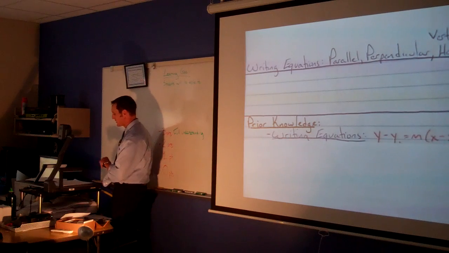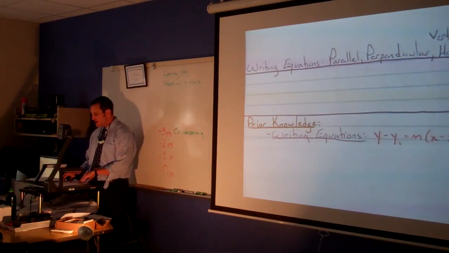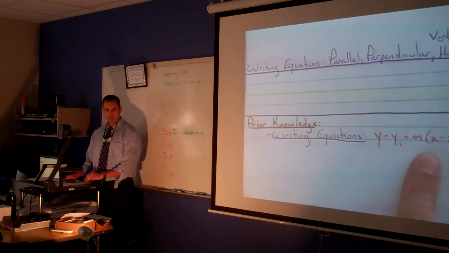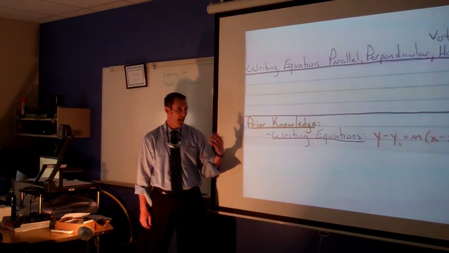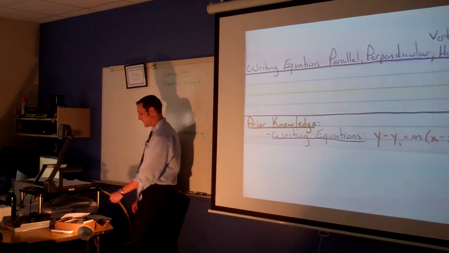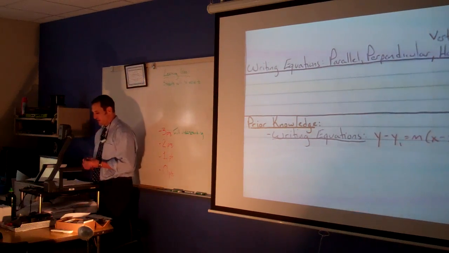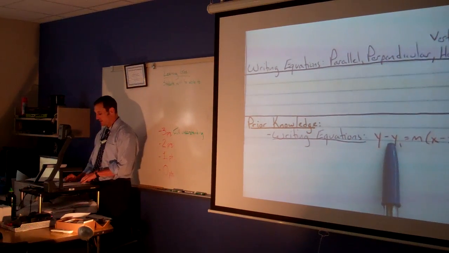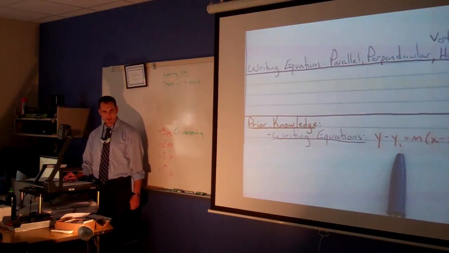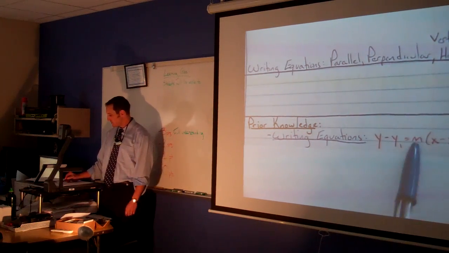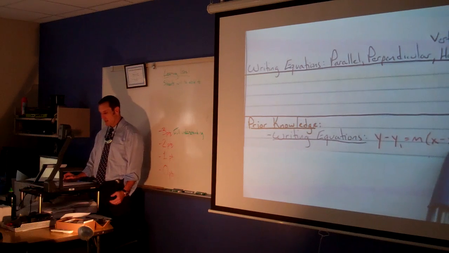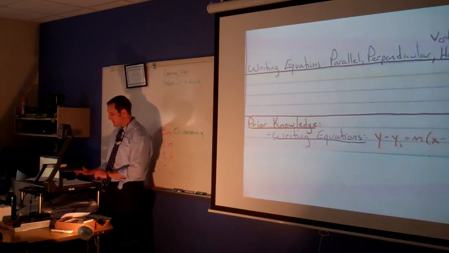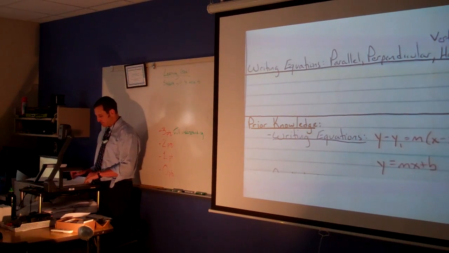So the previous knowledge is, of course, writing equations, remembering how the point-slope form works. Okay, y minus y1 equals m times x minus x1, where the first y stays y, the minus sign stays there, y1 is from the ordered pair, the slope is slope, x stays x, the minus sign is from the formula, and x1 is from the ordered pair. So we're going to need to remember that.